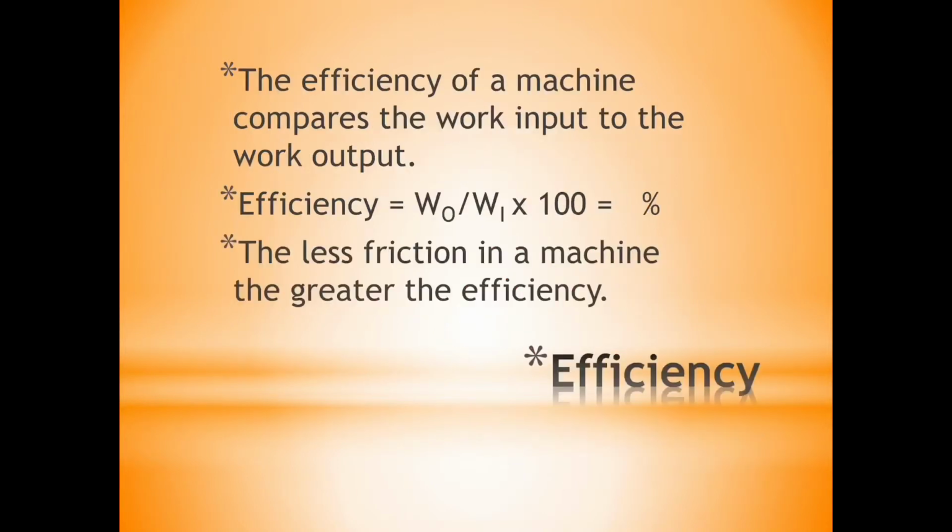All right. Now let's talk about efficiency. So the efficiency of a machine compares the work input and the work output. So it's trying to figure out, well, how efficient is this machine at doing the job required? So to calculate the efficiency of a machine, we take the work output divided by the work input and multiply by 100, because efficiency is a percentage.